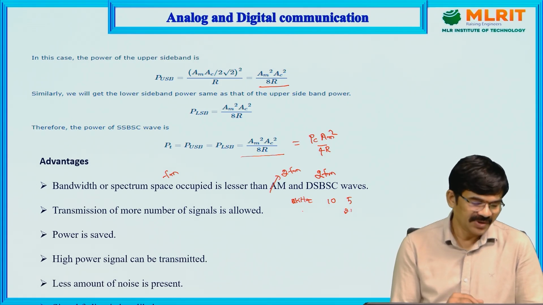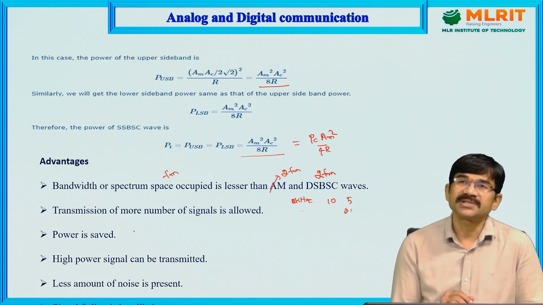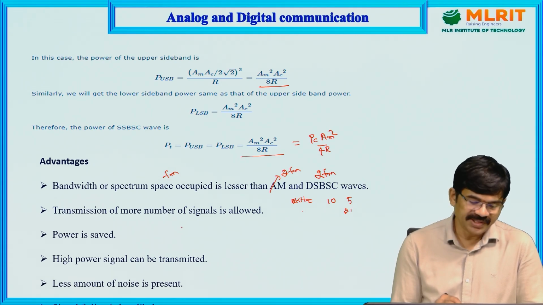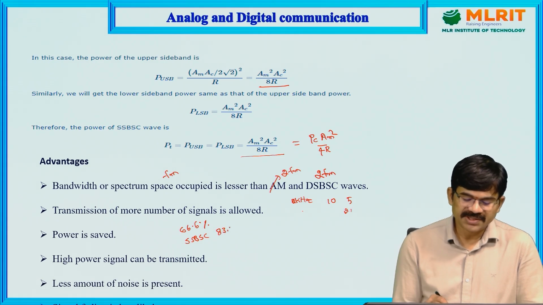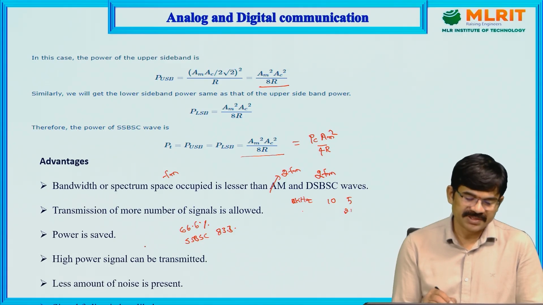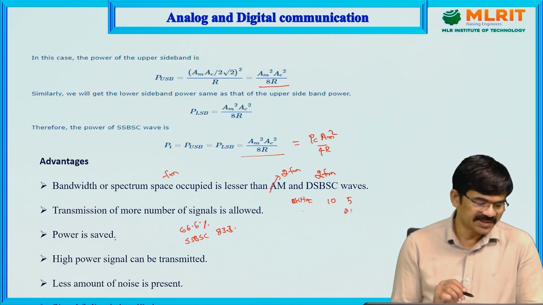And next, power is saved. We already discussed that in the AM, a large amount of the power is concentrated in the carrier. By using DSBSC we are saving 66.6% of the power. By using SSBSC we are saving 83.3% of the power. A large amount of the power can be saved by using the SSBSC. That is the advantage.